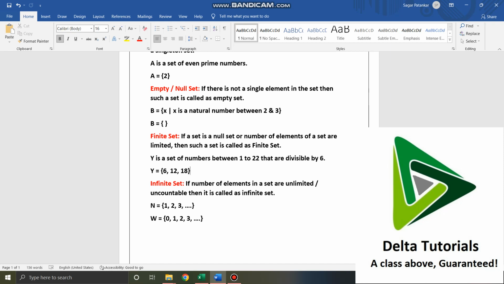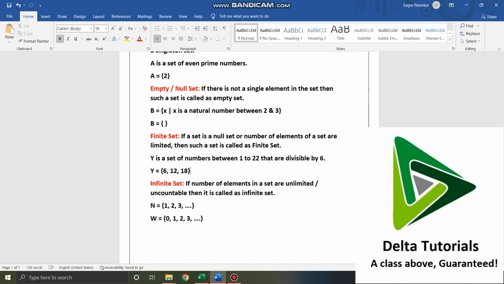And the last one we are going to see now is infinite set. Now see, if the number of elements in a set is unlimited or uncountable, meaning they just go on counting up to infinity, then such a set is called an infinite set.